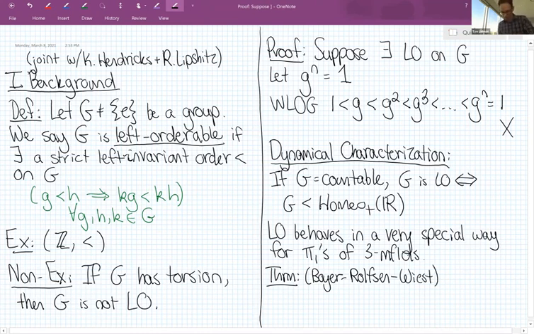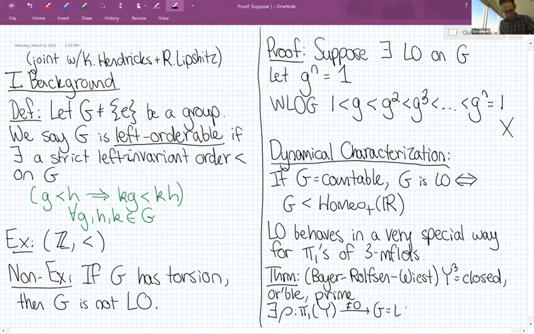And let's say we have a three manifold Y, and let's suppose that it'll be closed, orientable, although this is not really necessary, but just to make the statement simple, we'll assume it's closed, orientable, and prime. And the statement is that if there exists some non-trivial homomorphism to some group which is left orderable, then the fundamental group of the three manifold itself is left orderable.